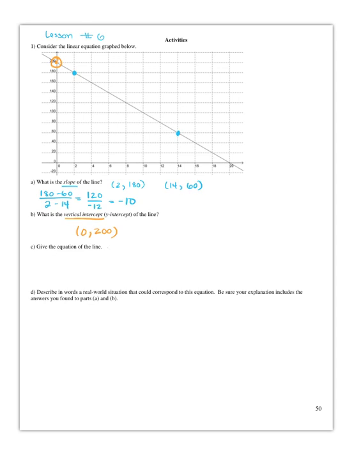Next, we're asked to give the equation of the line. We're going to do this in y equals mx plus b form. So we're going to say y equals the slope, which is negative 10, x plus the intercept, 200.